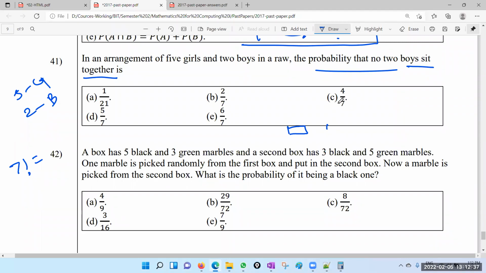Five girls and two boys. No two boys sit together.